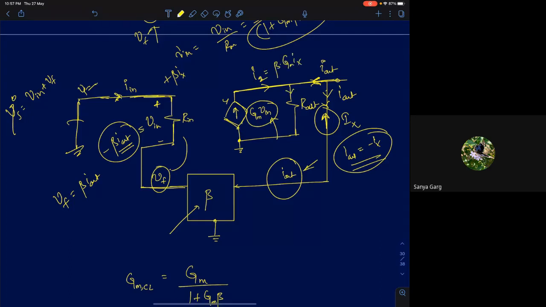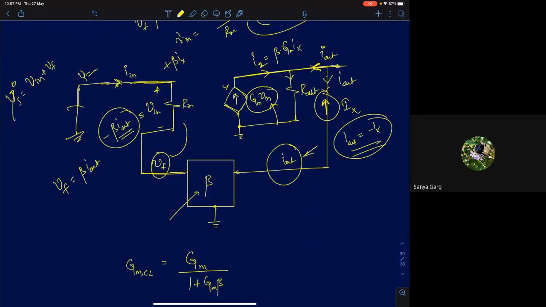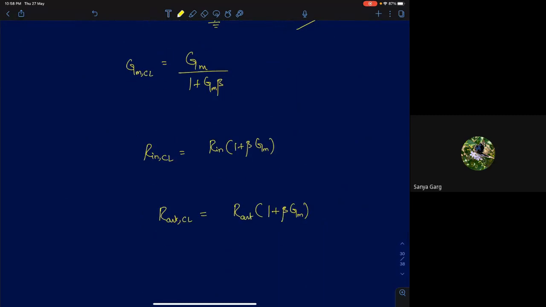So what is the total current flowing through Rout now? So you have Ix coming in this direction, and beta Gm Ix flowing through this direction. So what is the total current through Rout? It is Ix into 1 plus beta Gm. So now for the same current, a much larger value of current is flowing through Rout, so therefore a much larger voltage will develop across it, which means the impedance will also be much larger. So your output resistance becomes Rout into 1 plus beta Gm.